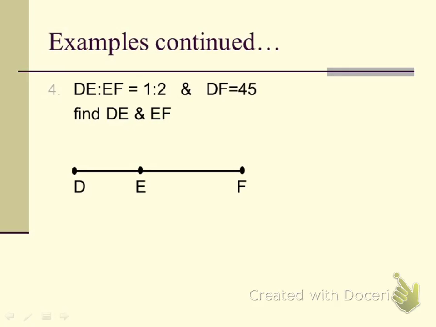Alright, so the key here lies in the directions. This says that segment DE has a ratio to EF of 1 to 2. So like for every inch you have here, you'd have 2 inches here. Or for every foot you have here, you'd have 2 feet here. So if this one was 1, this one would be 2. If this one was 2, this one would be 4. If this one was 5, this one would be 10.